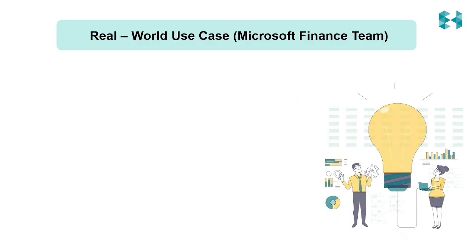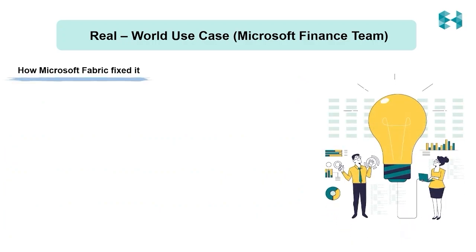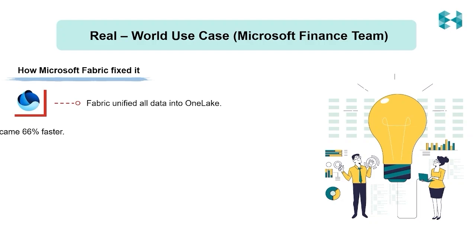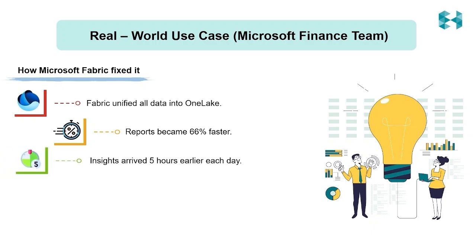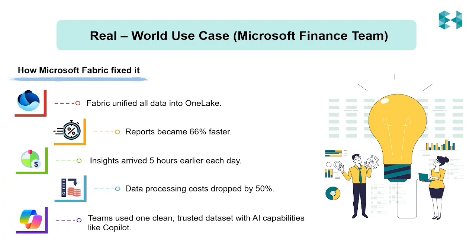To fix this problem, Microsoft decided to use its own new platform, Microsoft Fabric, and unify everything. Here's what it changed. Fabric brought all of Microsoft's data into OneLake, a single unified environment. Reports became about 66% faster, so leaders got answers around 5 hours earlier every day. Then, data processing cost dropped by 50%. Everyone worked on the same clean and trusted data instead of using multiple versions. And Fabric also created a strong base for AI tools like Copilot, automated insights, and forecasting. So, Microsoft used Fabric to fix its massive data problem around speed, cost, and trust.